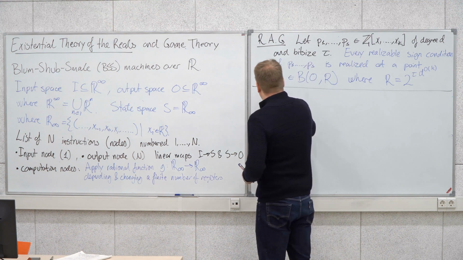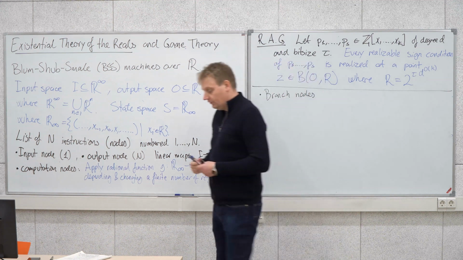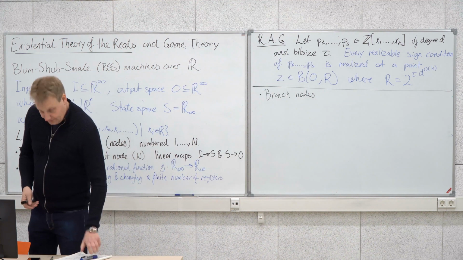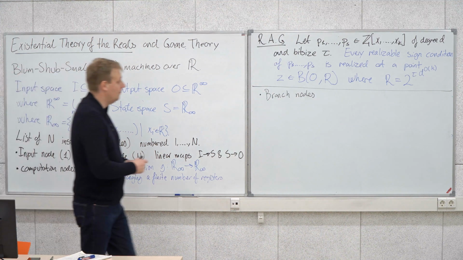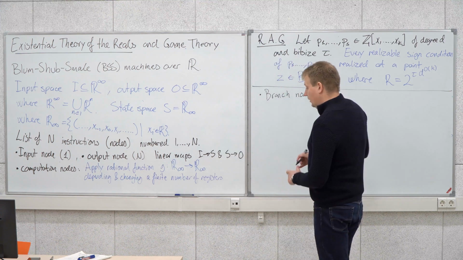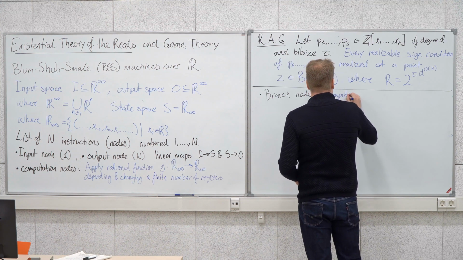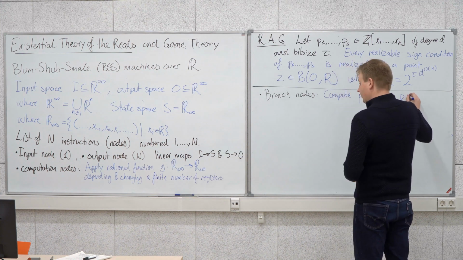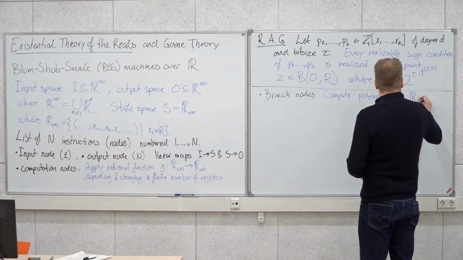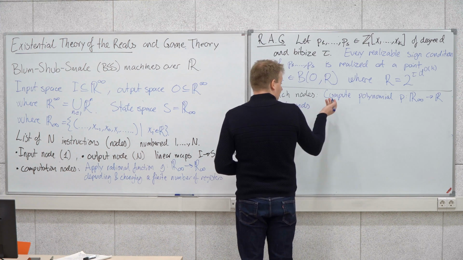And then we're going to have branching nodes or branch nodes. So you can actually do something. And what you're allowed to do is that you can apply a polynomial to the state space and then branch depending on the sign of this polynomial. And this depends also on a finite number of registers.